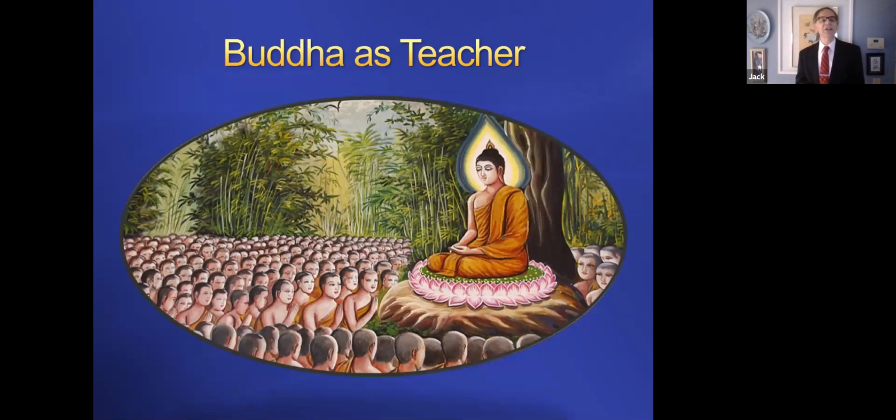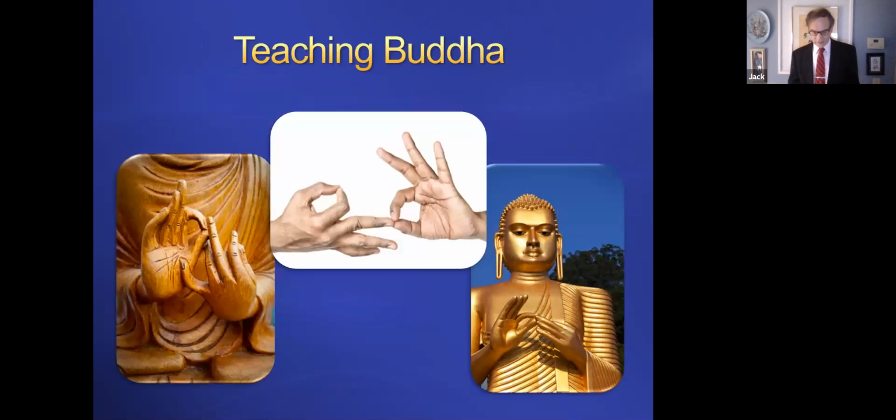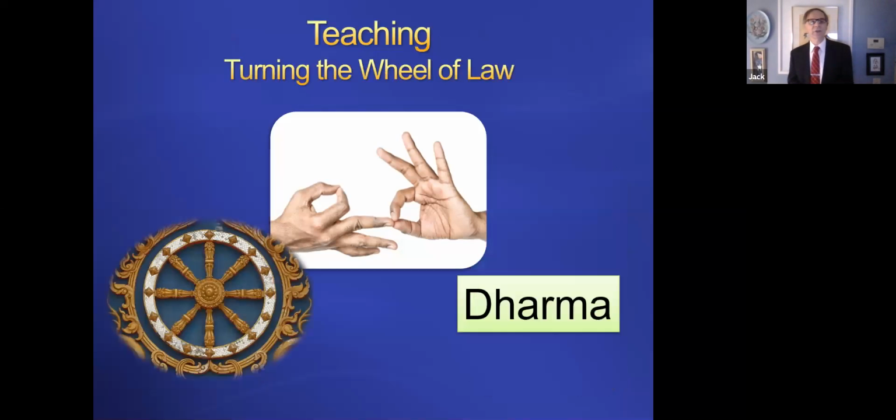Another one that you'll see signifies Buddha as a teacher. And to signify Buddha as a teacher, you'll see them make this particular mudra. The way this one works is that you make a circle with one hand, and then you take your other finger, either your ring finger or your middle finger, and you turn this circle as though you're turning a wheel, all right? And that's the teaching Buddha. The reason that's the teaching Buddha is that you're turning with your finger the wheel of law, something that's referred to as dharma.